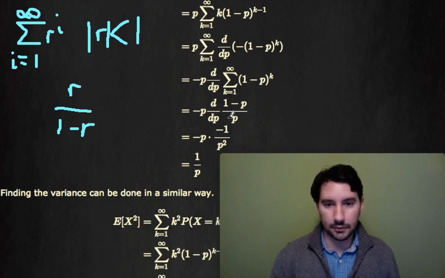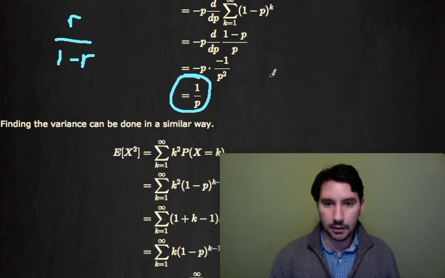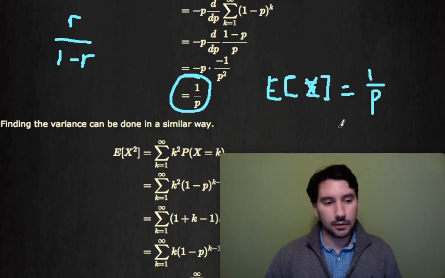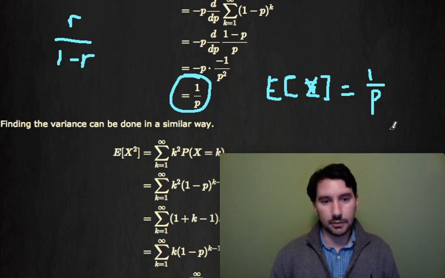Then we have to take the derivative. So that's negative 1 over p squared, and the negatives cancel and the p cancels, and you're just left with 1 over p. So the expected value of x for geometric is 1 over p. If the probability of a success is a half, then you expect about 2 tries before you succeed. If the probability of success is a third, you expect to take about 3 tries before you succeed. So the expected value is a little bit intuitive that way.